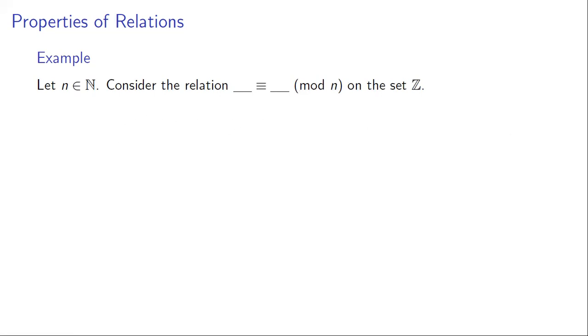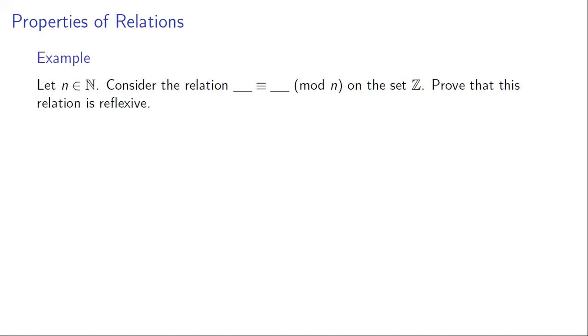So we've seen this idea before, right? Where one integer is congruent to another integer mod something. If we pick any value of n, we can have the relation that tells us whether one integer is congruent to another integer mod n. This is a relation on the set of integers. It tells you whether this first integer is related to the second integer, whether they're congruent. Is this first integer congruent to the second integer mod n?